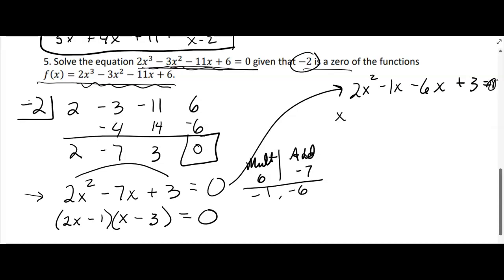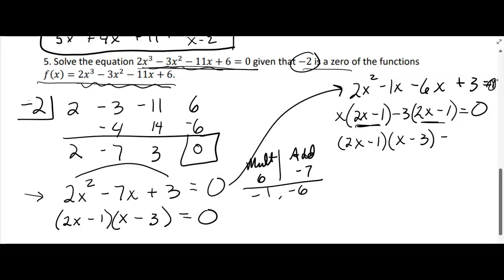So you factor out an x, you get 2x minus 1. And here you factor out a -3. You're factoring out the GCF, and you get 2x minus 1. In order for the AC method to work, that parenthesis has to be the same as that, and it is. And you're going to get 2x minus 1 times x minus 3. And that's just a review of factoring.